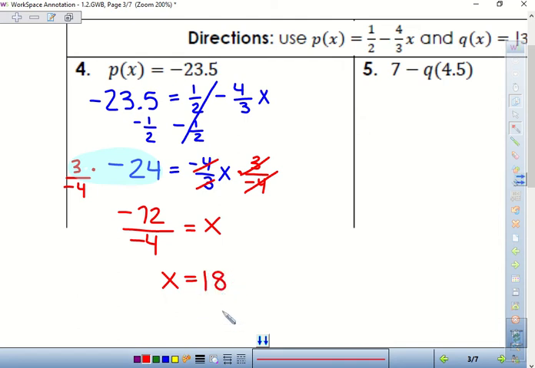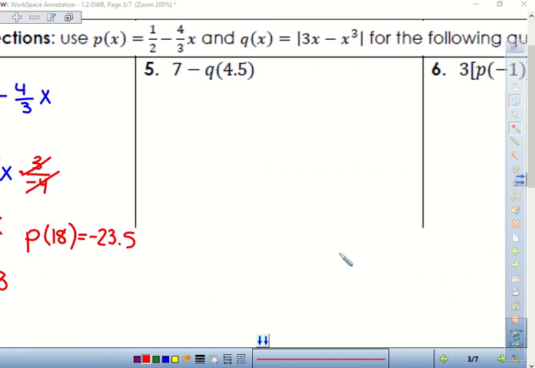So x equals 18, and the way that you're often going to see that written, it's going to say p of 18 is equal to negative 23.5. So what that's saying is, that's the function notation way of writing an ordered pair. That's like saying 18 comma negative 23.5. Any questions? Okay, perfect.